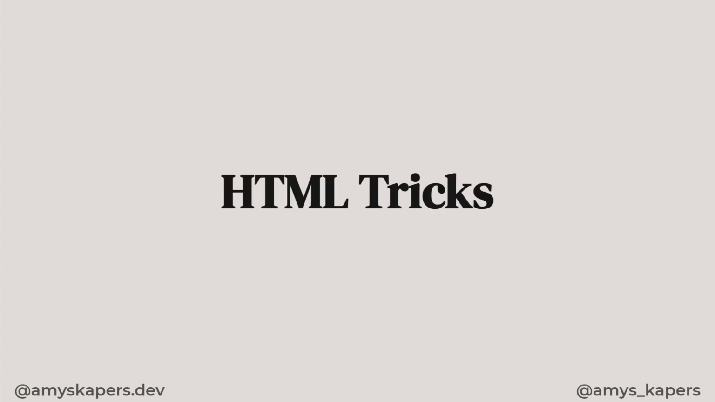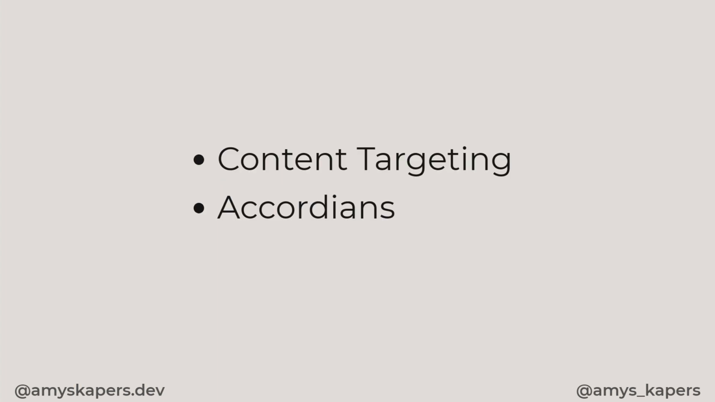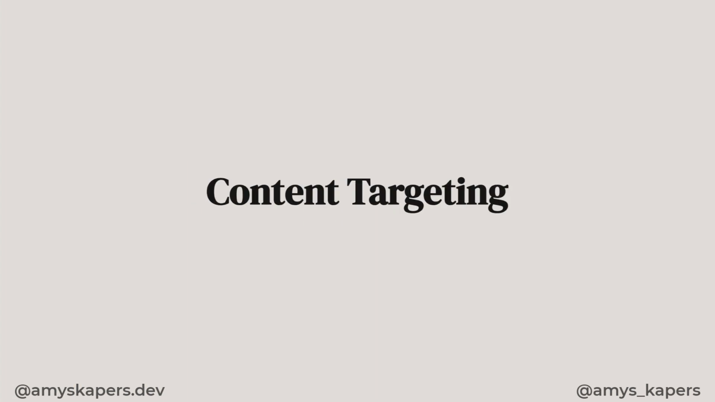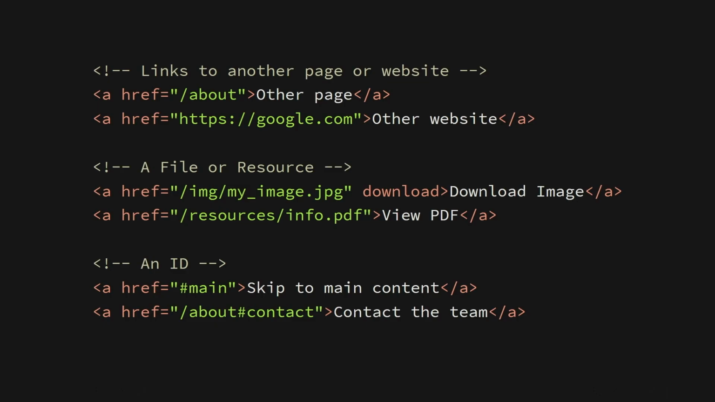So I'm going to start off with a couple of tricks that we can use HTML for. First, we're going to look at content targeting, and second, we're going to look at accordions, which are one of the developers' favorite things to build. So content targeting. For anybody that's not familiar, we can use the link tag, that's the A tag, not the button tag, the A tag, to target other content. So a lot of the time that's another page or another website. It could be another file or resource like an image or a PDF or something we're downloading.